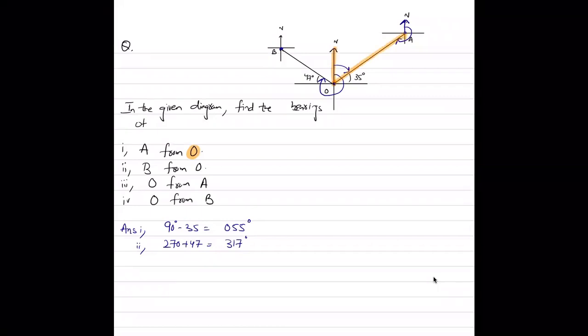Can you see a Z being formed? Yes. Would you agree that whatever this angle is, if this angle is 55 degree, this angle is also going to be 55 degree because it's an alternate angle? Yes, sir. Okay, so the bearing of O from A is going to be what? What is this total angle from here all the way till here?